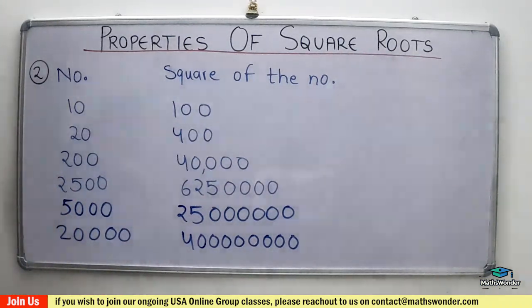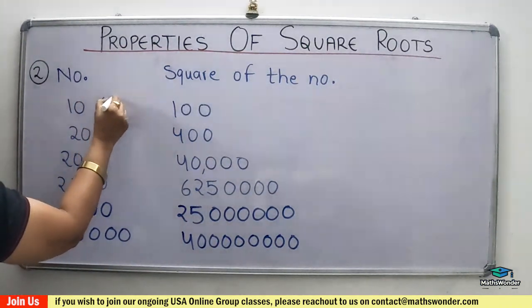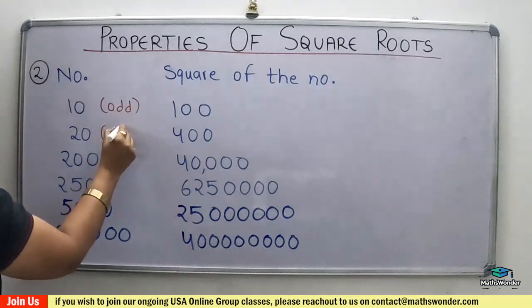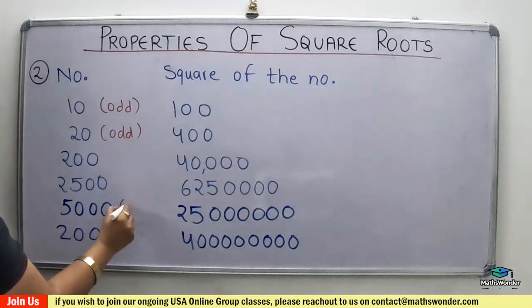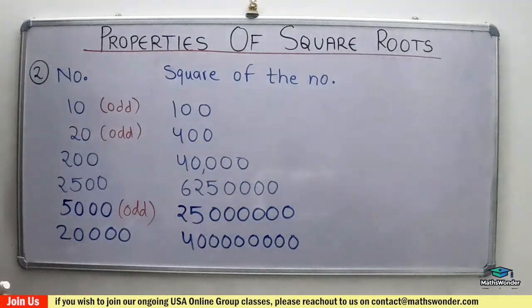So the concept is, if a number ends in an odd number of zeros, this is an odd number of zeros, right? Here is an odd number of zeros. Here is an odd number of zeros. So in that case, it does not have a square root. If a square number is followed by an even number of zeros, then it has a square root in which the number of zeros at the end is half of the number of zeros in the number.